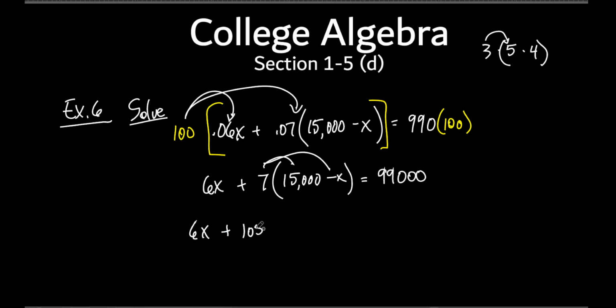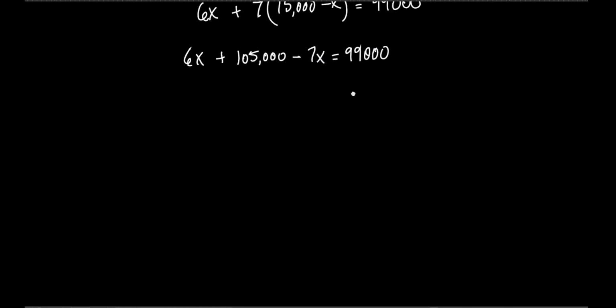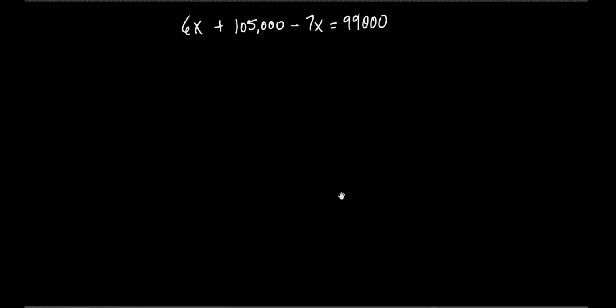So 105, and then what? 1,000, 3 zeros. All right, 7 times 15 is 105. That's 105,000. Minus what? Minus x? Minus 7x. That's right, because you have to distribute the x through here. And then 99,000. Yeah, the numbers are getting a little big, but you got a calculator, right? Shouldn't be that big of a deal with the calculator. So what do you got here?